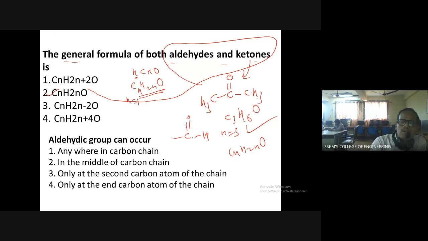Aldehyde means at one side there must be hydrogen. Other side may be any alkyl group. You can add any ethane, methane, propane, butane, whatever alkyl group you want to add, you just add. But you have to keep one hydrogen intact. That means for aldehyde, the CHO group must be present at the end.